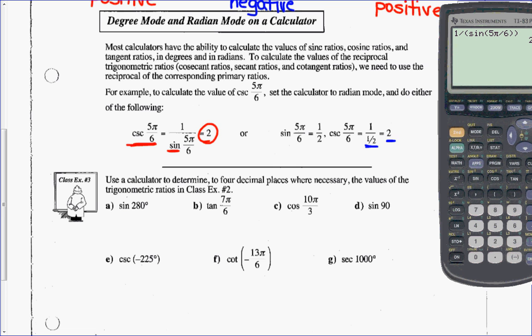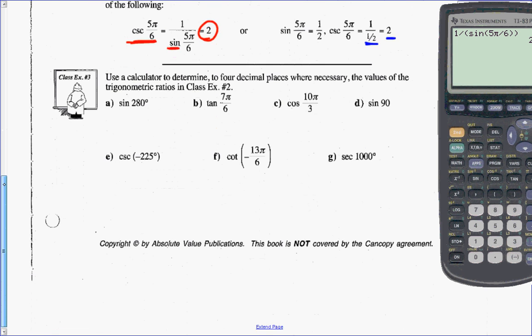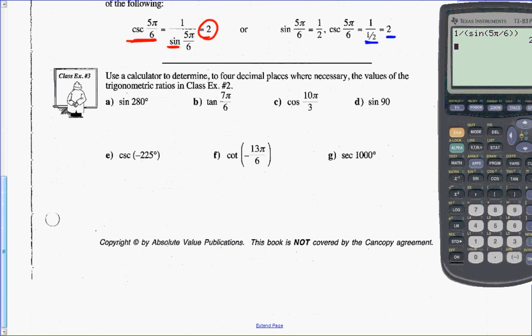Okay? So, class example number 3 asks you to use your calculator to determine to 4 decimal places, where necessary, the values of the trig ratios. Okay, so we're going to just learn how to use our calculator, how to go back and forth between degree mode and radian mode. I'd like you to make a note here that you just need to be sure you are in the right mode for each question.